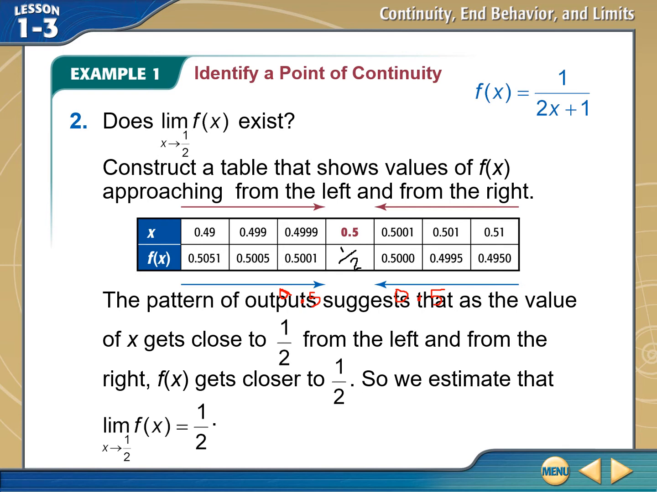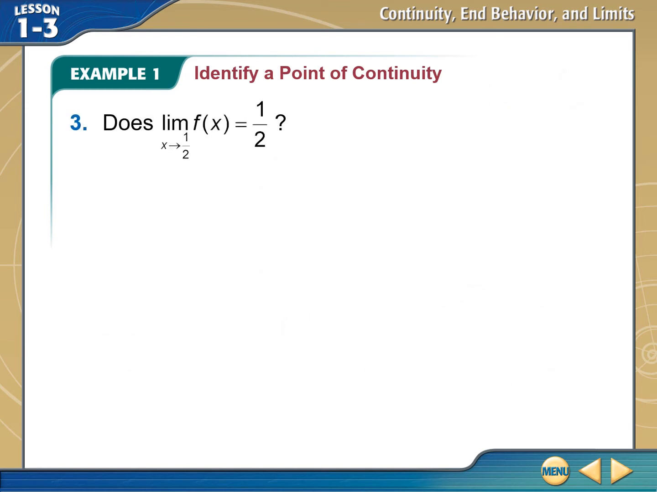So what's next? My step number 3. Here, does the limit as x approaches half of f of x equal half? This half is f of half. It's by chance that both of them are equal to half, but it happens. So is f of 0.5 equal to the limit as x approaches half of f of x? Yes, they are equal, because the limit was 0.5 in the previous slide, and here f of 0.5 is 0.5. So what do you think?